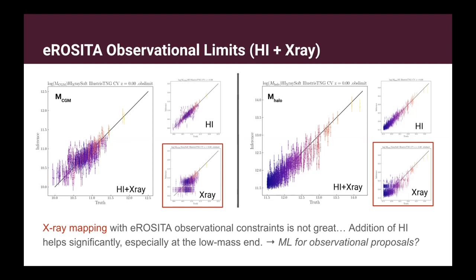This points to the question of, can we use machine learning and neural networks for observational proposals, since we'll be able to say, okay, maybe look at something instead of something else, and to kind of facilitate the process of choosing what to observe and what will get the best results in the end.